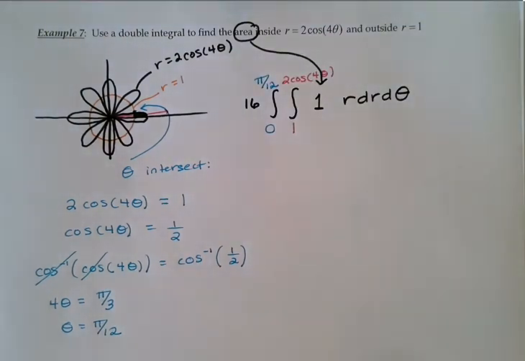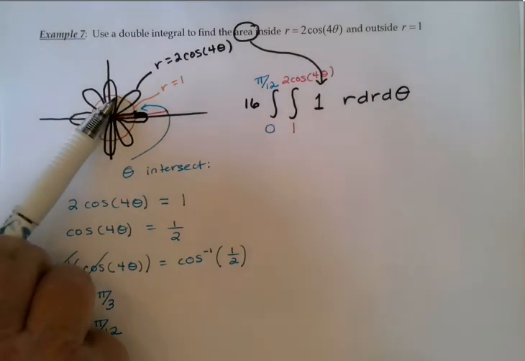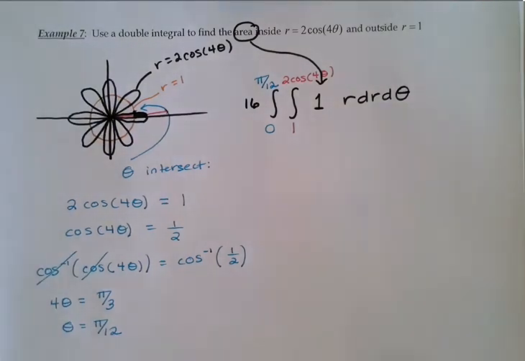And this is my big advantage of only finding that one little piece. I would have a lot of intersection points to find here if I really needed to do all of these separately. So thank goodness for the symmetry in this problem. All right, let's find our integral.